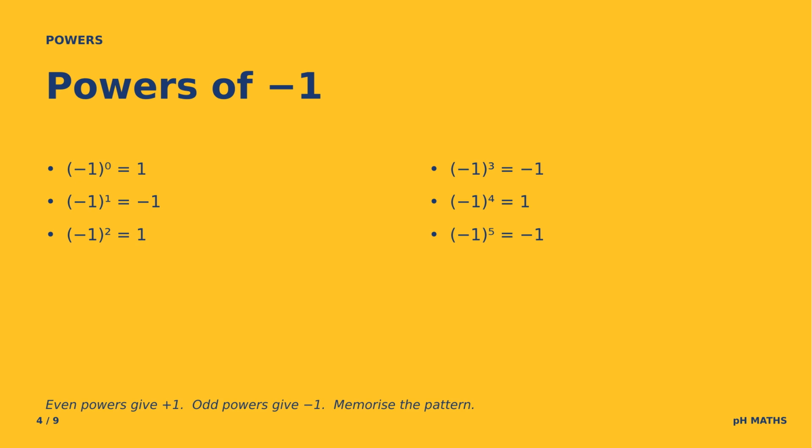Powers of -1. -1 to the 0 is 1. -1 to the 1 is -1. Squared, 1. Cubed, -1. To the fourth, 1. To the fifth, -1. The pattern alternates. Even powers give +1. Odd powers give -1. Memorize that pattern. It comes up everywhere: sequences, series, factorizing, and any indices question with a negative base.